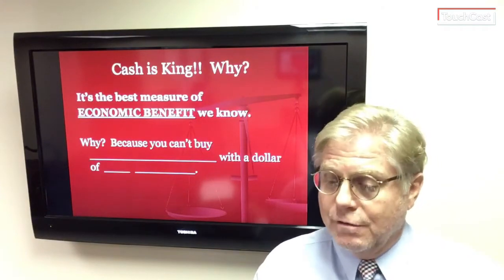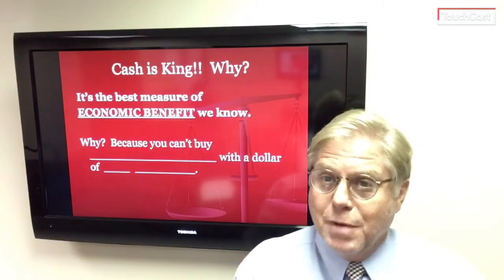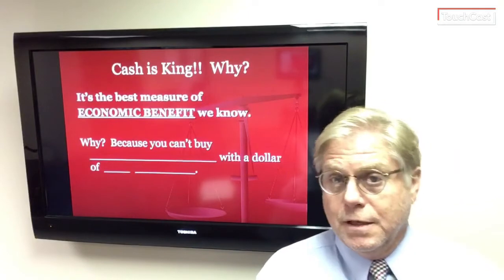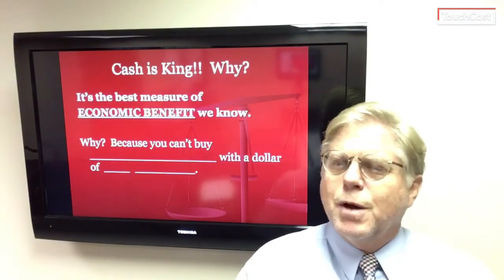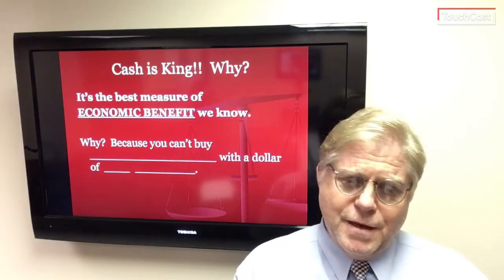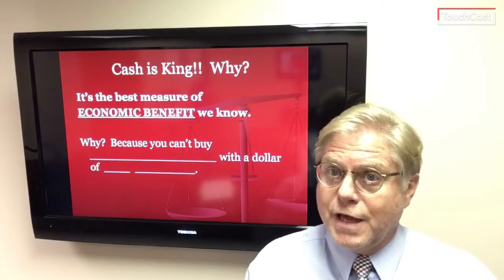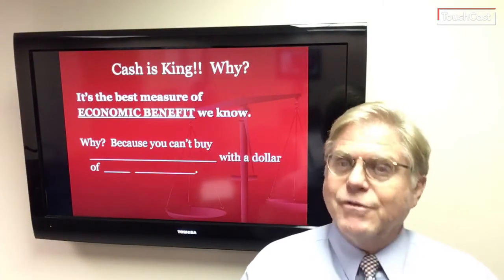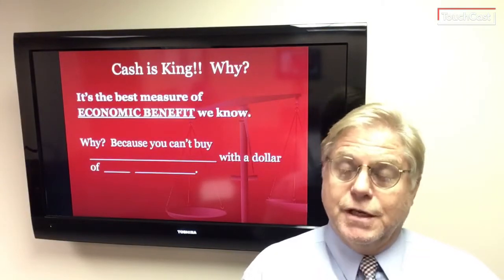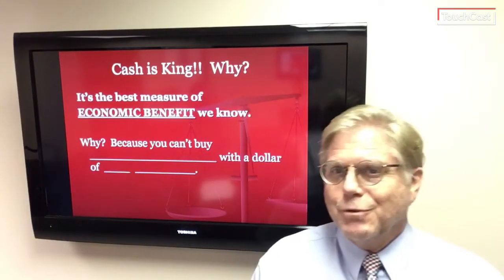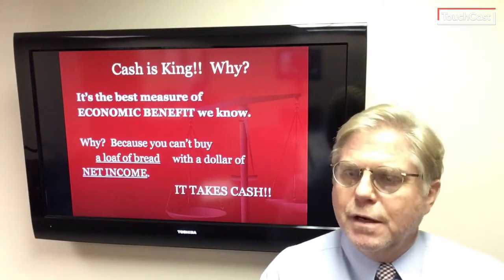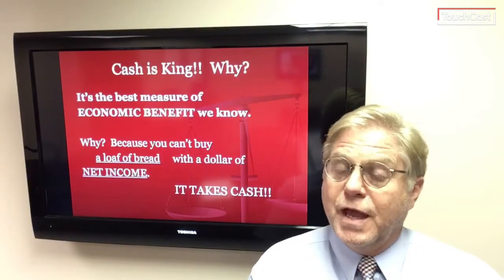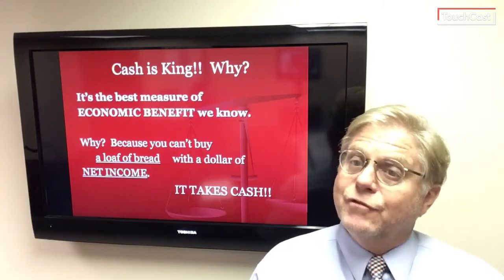So you can imagine how humorous it might be or frustrating it might be for someone to try to go to the bank and deposit net income, to take their income statement and say, I want to deposit this net income. The teller at the bank will say, well, where's the cash? Oh, I haven't earned it yet. I haven't got it all yet, but I've earned it, you see. And of course that would never happen. You cannot buy a loaf of bread with $1 of net income. You have to have cash. You can't make deposits of net income. You have to have cash.